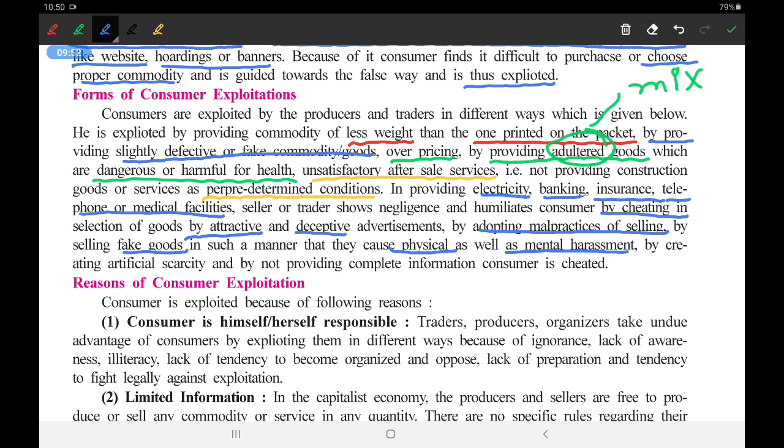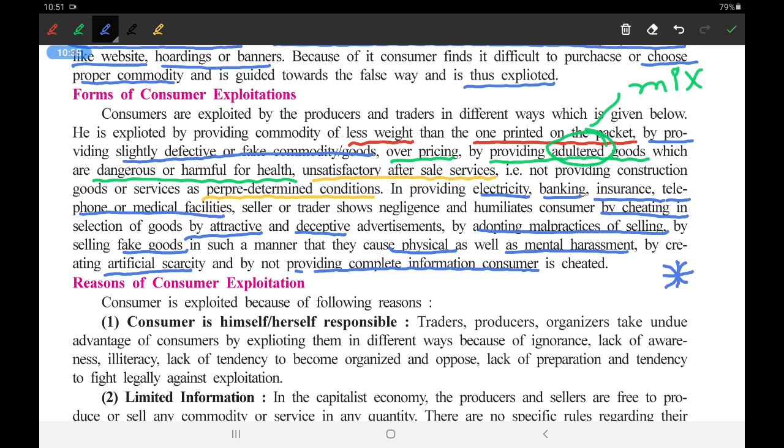Next is by creating artificial scarcity. Many times they exploit people by saying that they don't have the proper supply of the product, and that's why if people need it, they need to pay more. So artificial scarcity is created, and due to it, what will happen? The people have to pay more. And by not providing complete information to the consumers, many times they don't provide the complete information to consumers, and that way they are cheating. And later on, when they go to the producer asking for a solution, they say that these are the conditions. Or many times you might have seen, this is a very tricky sign. You might have seen this sign, that is a sign of asterisk.